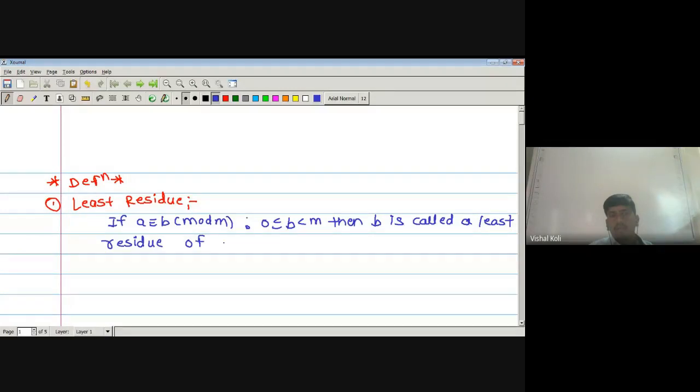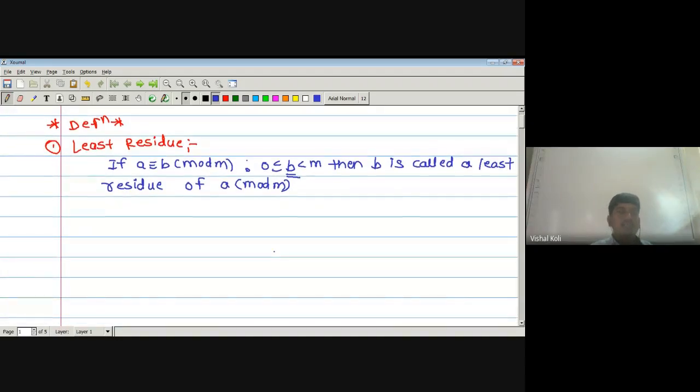of a modulo m. Okay, what should be the least residue? If a is congruent to b modulo m, where b is greater than or equal to 0 and less than m, then this b is called the least residue of a modulo m. And the second definition is, what is a minimal residue? Second one is minimal residue.